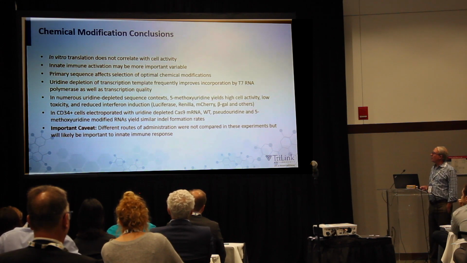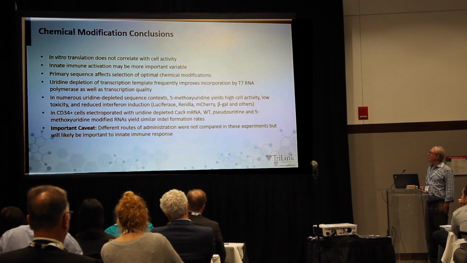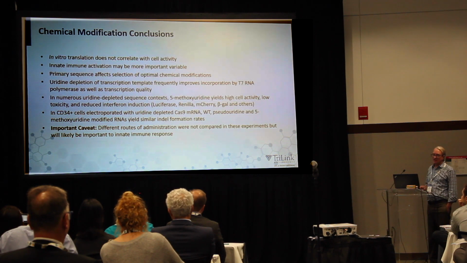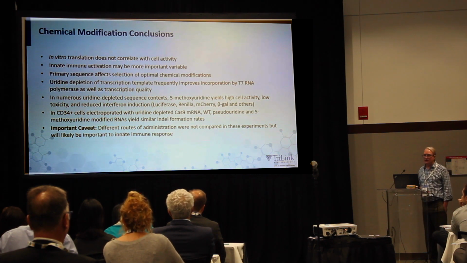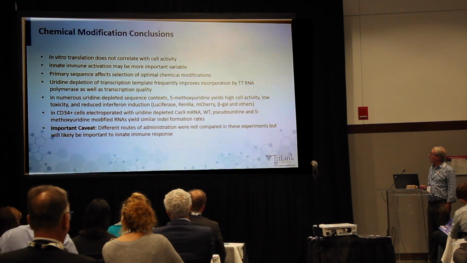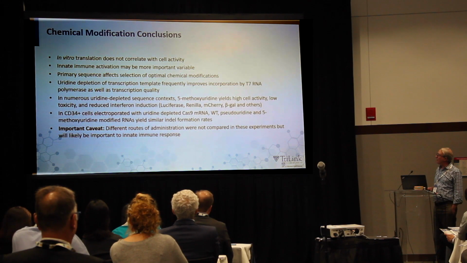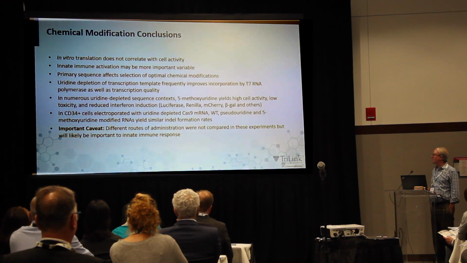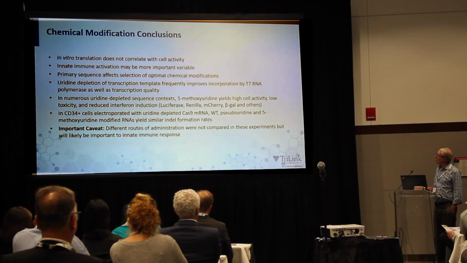So some conclusions about the chemical modification section is that in vitro translation does not correlate with cell activity. That suggests that there's another layer on top of that, and we think that has to do with innate immune activation. Primary sequence selection is important for optimal chemical modification. And we found in a number of different contexts that uridine depletion frequently improves incorporation by T7 polymerase, as well as yield and quality. And in numerous sequence contexts, we found that uridine depletion in combination with 5-methoxy-uridine yields high cell activity, low toxicity, and reduced interferon.